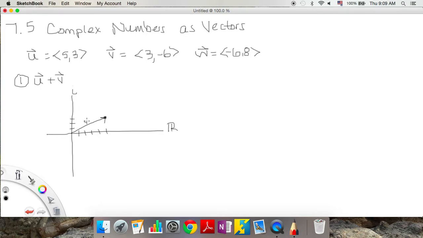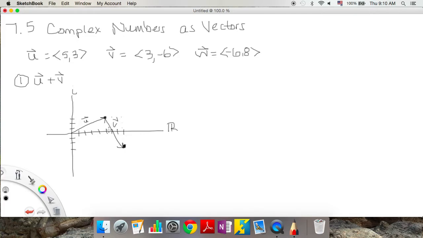So this is u. But when we want to add vectors together, we start with the first one and we take the tail of the second one and put it on the head of the first one. So from this point here, we're going to want to go to our v vector. What this means is we're going to go to the right 3 more, and then we're going to go down 6. So we went 1, 2, 3 to the right, and 1, 2, 3, 4, 5, 6. And that gives us our terminal point for this v vector.